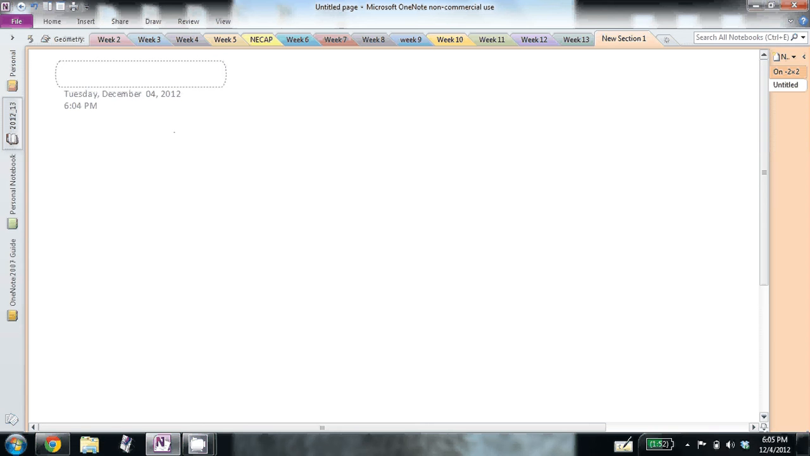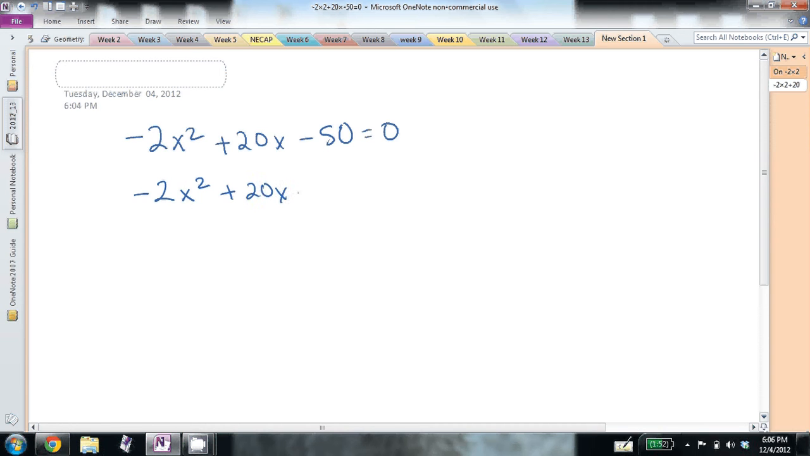So I'm going to start off by writing down the equation that I'm given: negative 2x squared plus 20x minus 50 equals 0. I'm just going to note that because I'm asked to graph this, I'm not just asked to graph the solution, I really should write this as an equation, as a function. So I'm going to write negative 2x squared plus 20x minus 50 equals y. And that's what I'm going to be graphing, that quadratic function. I am going to first find the axis of symmetry.